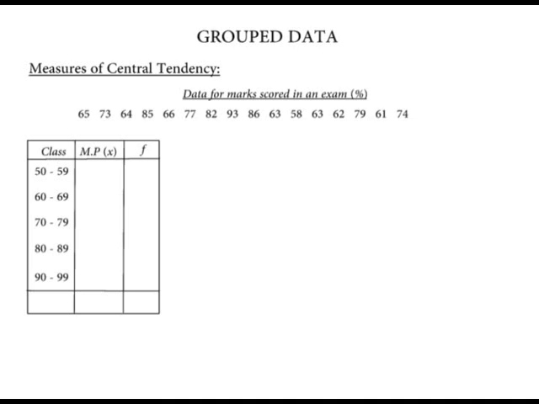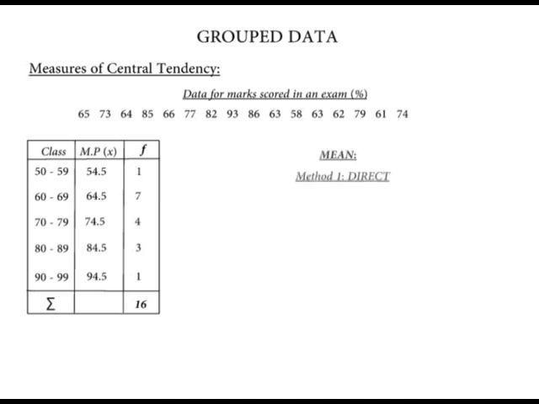To find the midpoint for each class, we get the average of the upper and lower limit. So for the first class, we would have 50 plus 59 over 2, giving us 54.5. Second class, 60 plus 69 over 2 gives us 64.5. Third class, 70 plus 79 over 2 gives us 74.5. Fourth class is 84.5 and the last one is 94.5. The midpoint now represents our observations, x. Any other column will be formed depending on the formula.